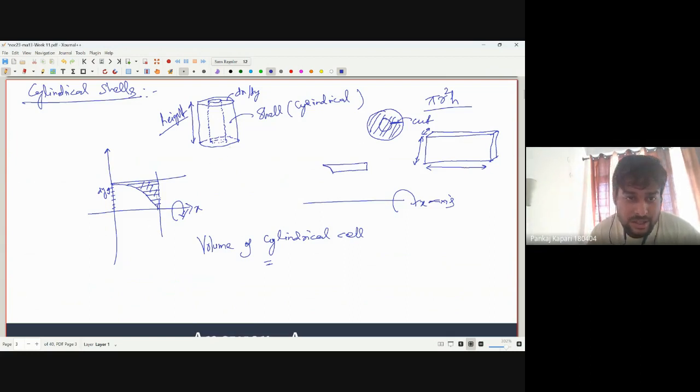So what is the radius? The radius of the cell is this length, the average of this length, because this is our axis of revolution, about which we are rotating the cell. So this is the radius of our cell, and this is the height of our cell. And this particular length, you can say, is the thickness.